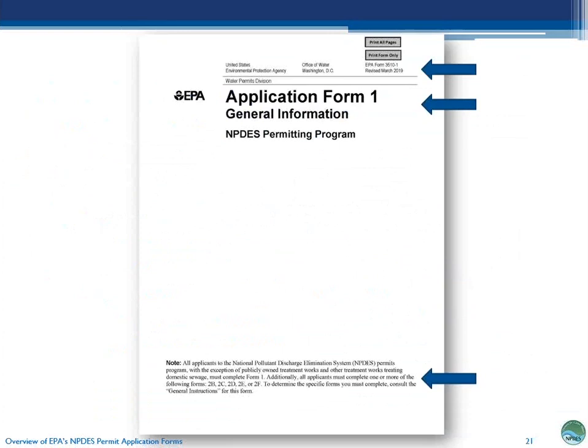At the bottom of each cover page, you'll find a note describing the applicability of the forms and whether the form should be submitted in conjunction with any other forms. Lastly, each cover page includes 2 print buttons in the top right-hand corner. Selecting the Print All Pages button will print all pages of the document, including the instructions and form. Selecting the Print Form Only button will print only the form. When submitting your application package, you need only to submit the form itself without the cover page or instructions.